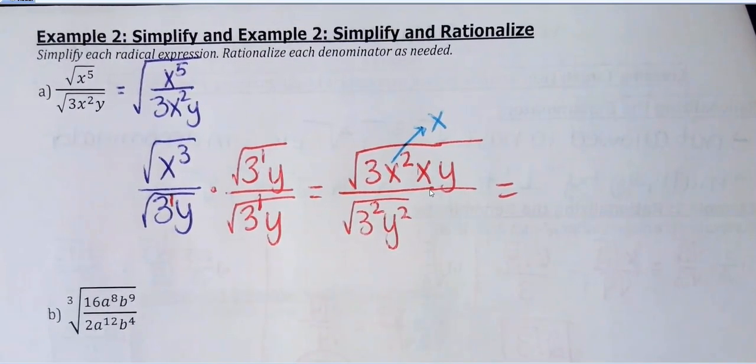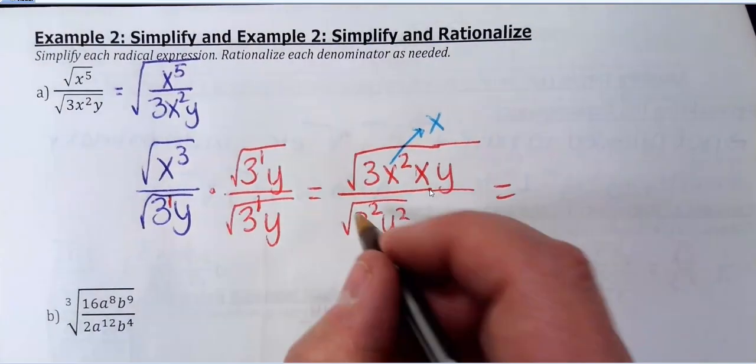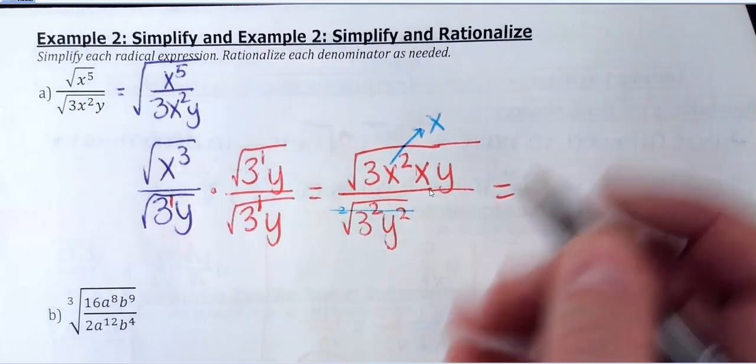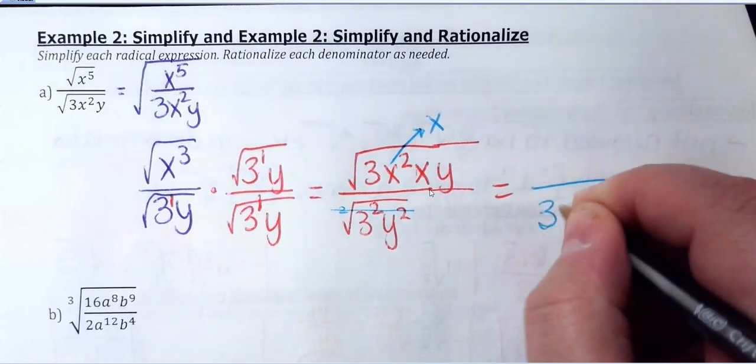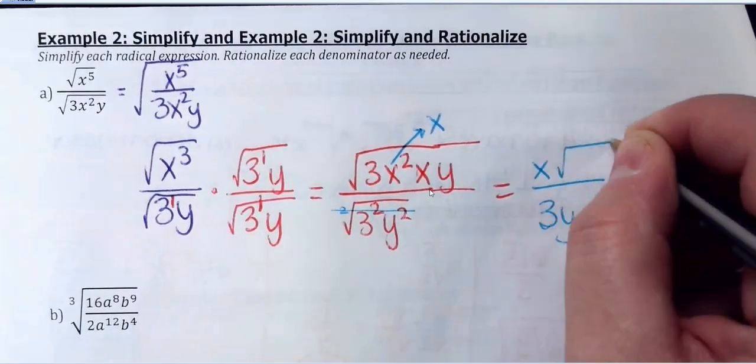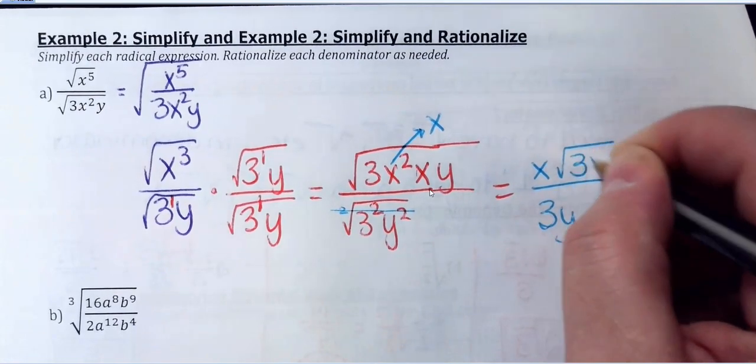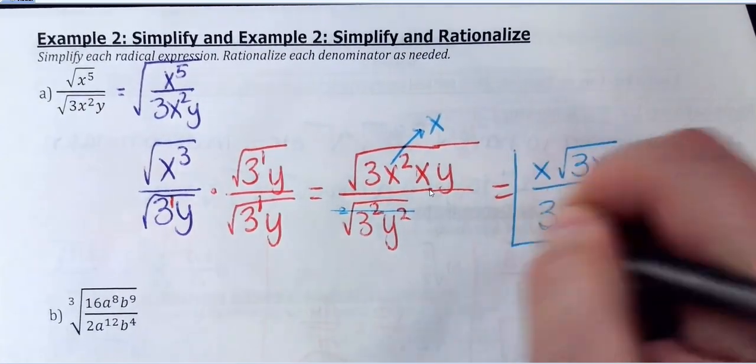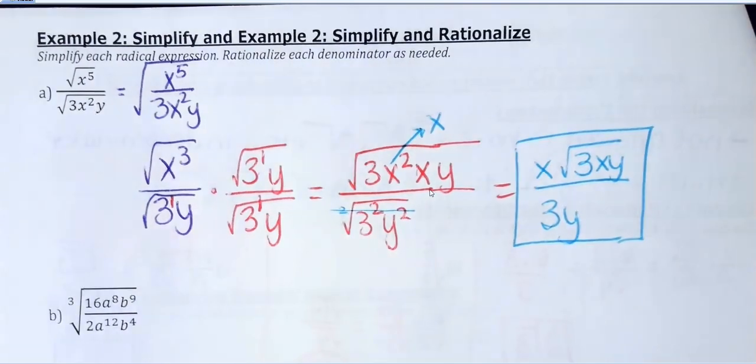And then the bottom, this is a square root, so square root and squared cancel each other out. The bottom would just be 3y. The top would have an x out in front, and then it would be the square root of 3xy. I know that looks kind of complicated, but that's what it would look like if we rationalized the denominator there.